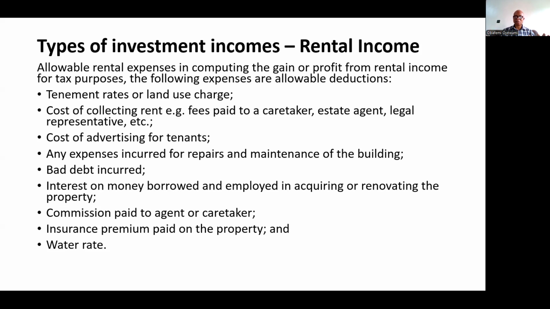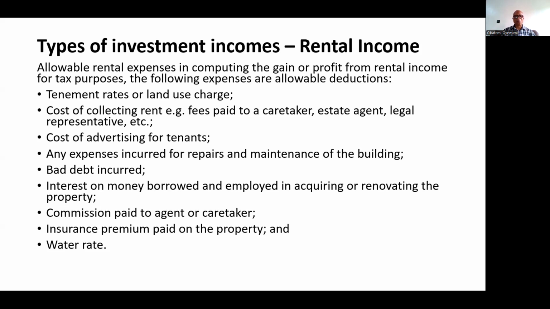Tenement rates or land use charge. These are statutory payments they have to make to the government because one way or another, they gave you the consent to make use of the land. Cost of collecting rent. Maybe you have to pay fees to a caretaker, estate agent, legal representative, professional fees, and all of that. Cost of advertising for a tenant is also part of it.